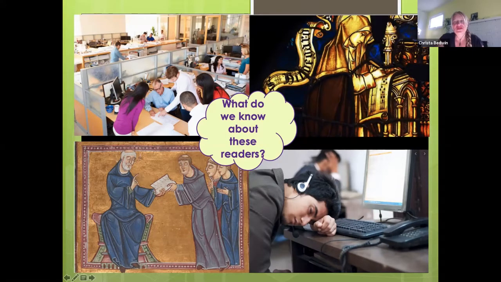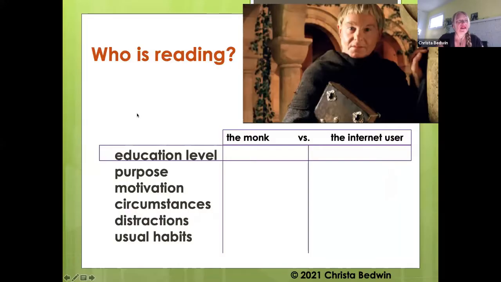So now I want you to take your pencil and paper and think for a minute. I want you to actually try to write down this table. If you have a monk and an internet user, what is the difference in these 6 categories? Just take a minute quietly to try this yourself. Actually try to write down the answers.